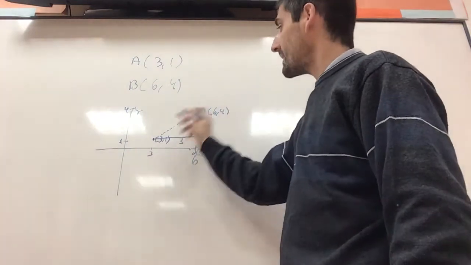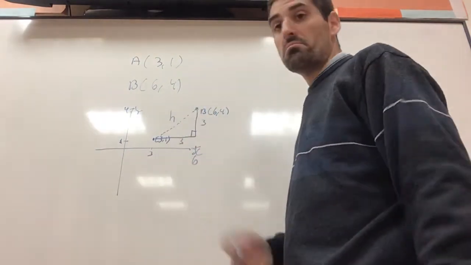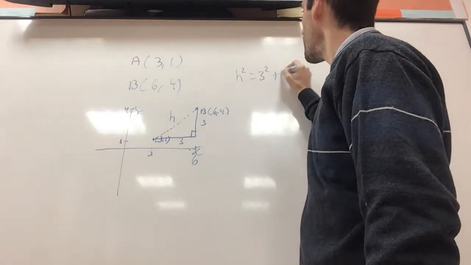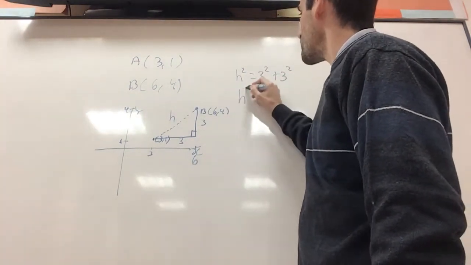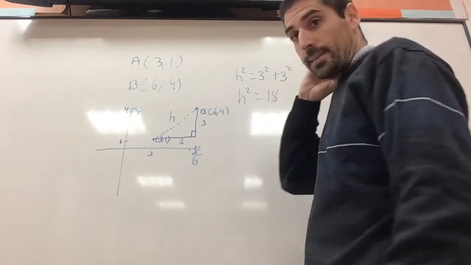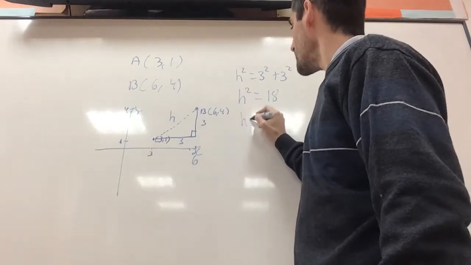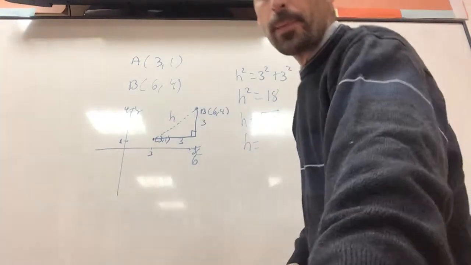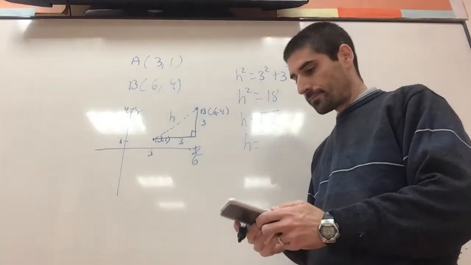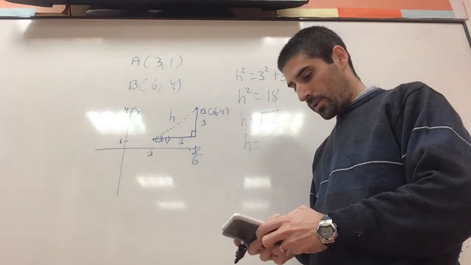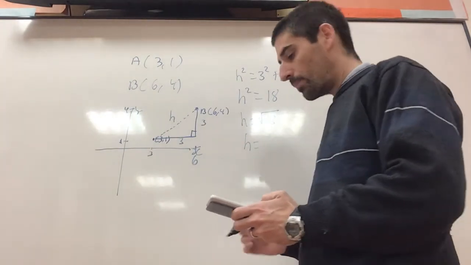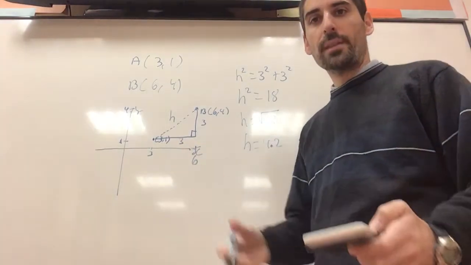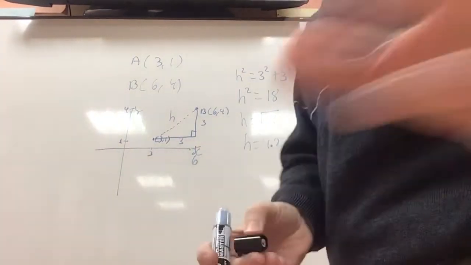So now to find the length, which is the hypotenuse, I'm just going to use Pythagoras. H squared is 3 squared plus 3 squared, which means that h squared is 18. So h is the square root of 18. So h must be, you get your calculator, and the square root of 18 is going to be 4.2 to 1 decimal, 4.2.